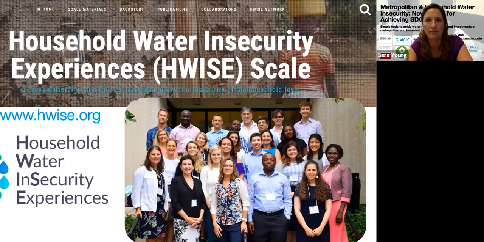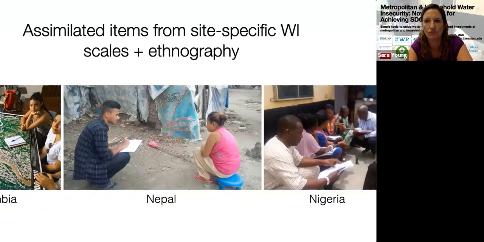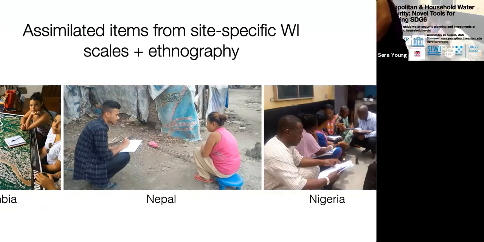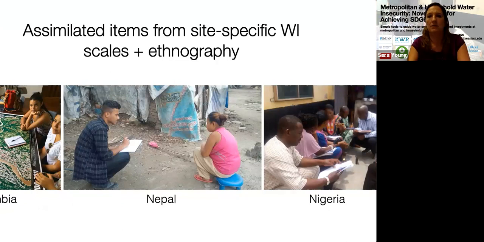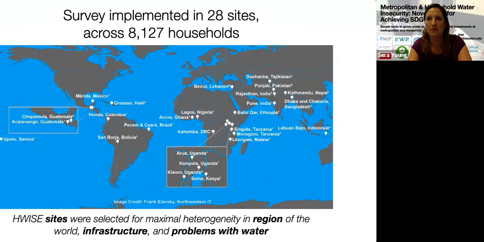We're calling it the Household Water Insecurity Experiences Consortium. And what we did is we aimed to find a way to measure household water insecurity experiences in a cross-culturally equivalent way. We took candidate items of questions that we thought would work, 32 of them, and we trialed them across the world. Ultimately, we implemented them in 28 sites in more than 8,000 households.